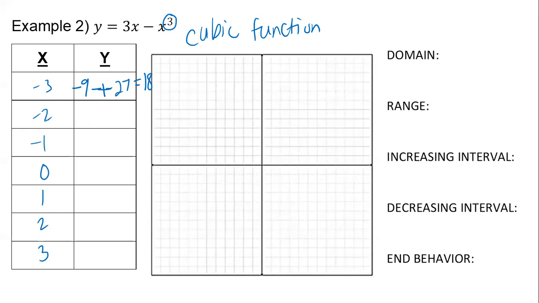So we're going to do it again. So negative 2 times 3 is negative 6. Minus negative 2 to the third is negative 8. A negative times a negative is a positive. What is negative 6 plus 8? 2. All right, negative 1 times 3 is negative 3. Minus negative 1 to the third is negative 1. A negative times a negative is a positive. Negative 3 plus 1 is negative 2.